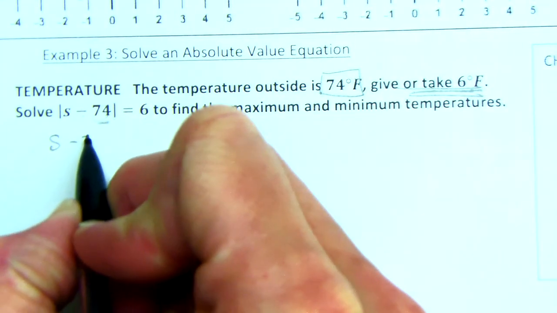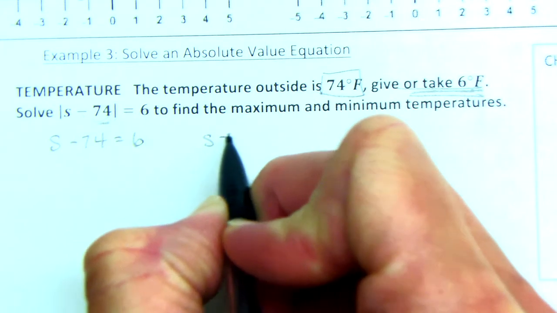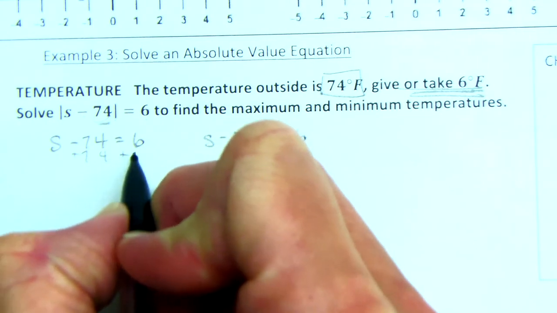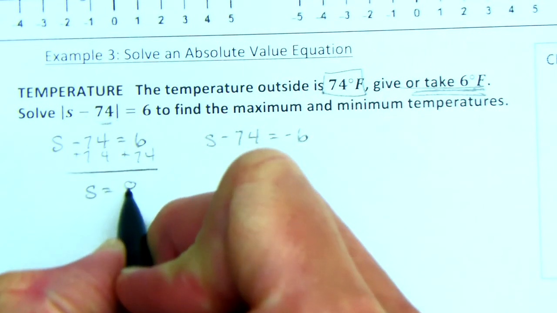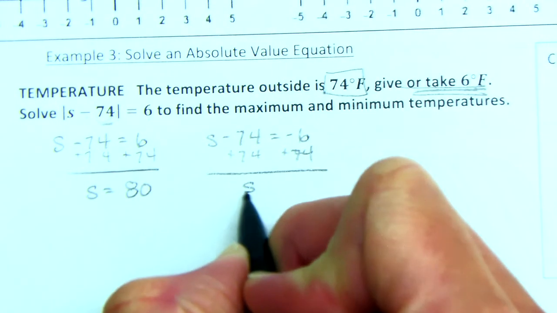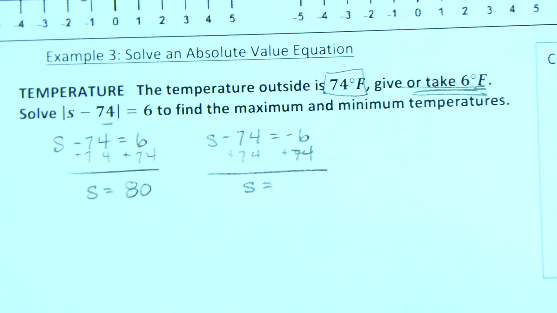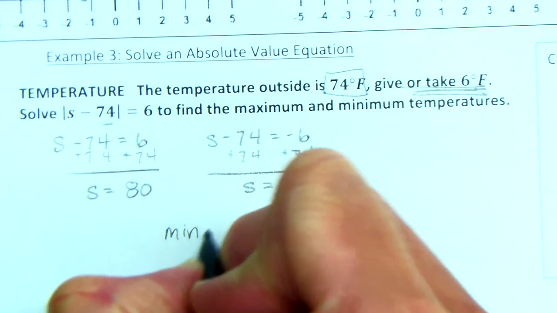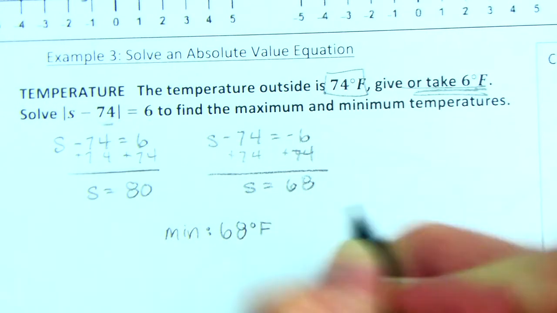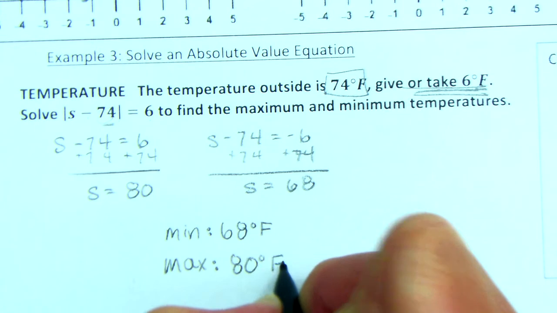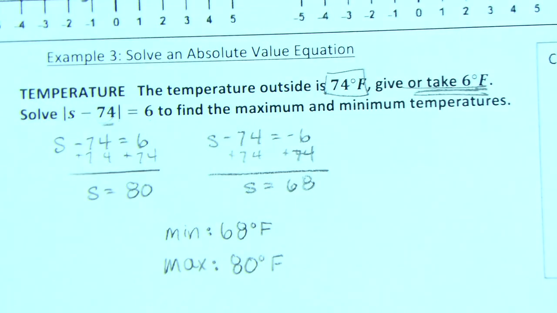We have our two equations, S minus 74 equals 6, and S minus 74 equals negative 6. We're going to add 74. And S could be 80, or S could actually be as low as 68. So your minimum is 68 degrees Fahrenheit, and your maximum is going to be 80 degrees Fahrenheit. And you will have questions like this on your assignment, on your worksheet today.